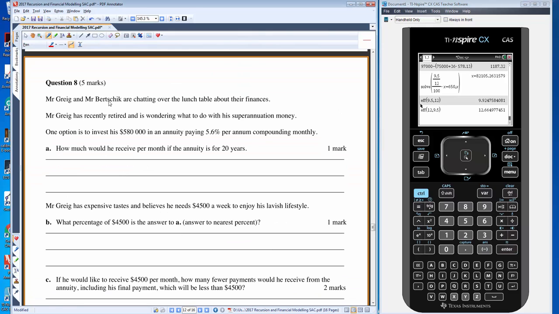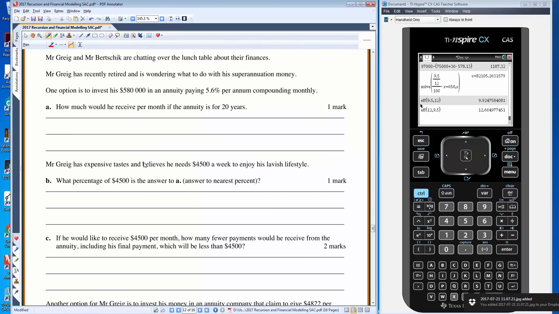Alright, so Mr. Greg and Mr. Burchick are chatting over lunch about their finances, and Mr. Greg is recently retired and is wondering what to do with his super. He could invest it in an annuity paying 5.6 per annum compounding monthly. How much would he receive per month if the annuity is for 20 years?